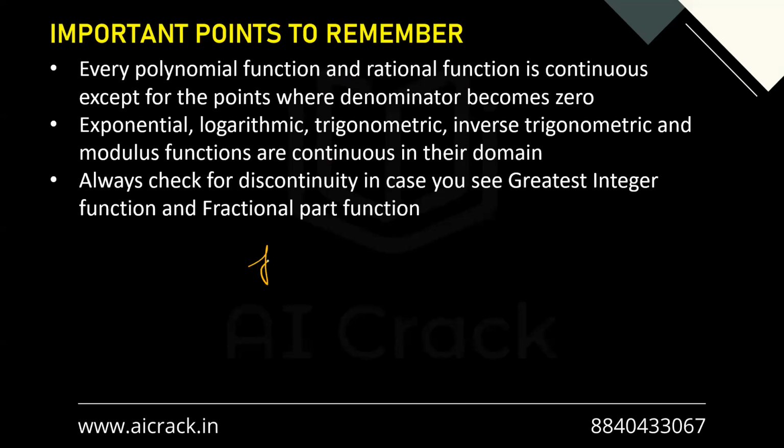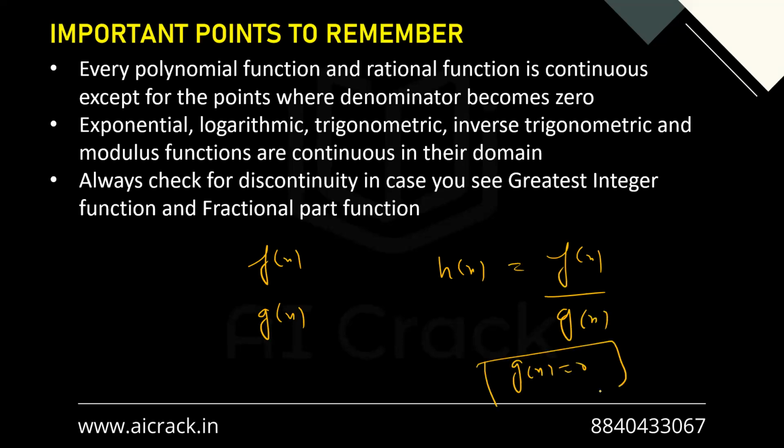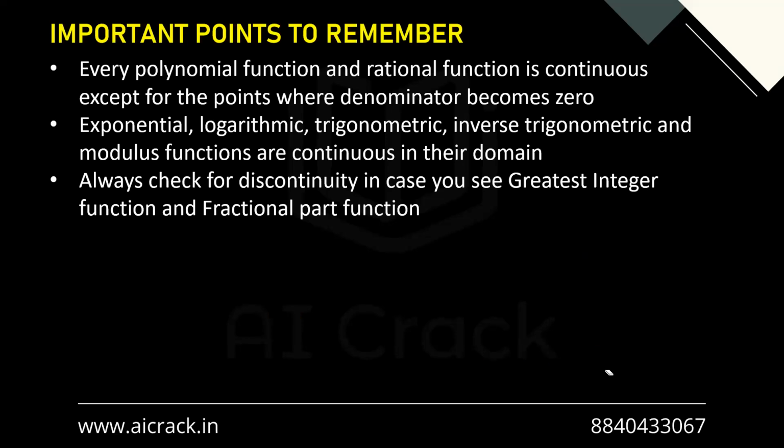Let's say we have two polynomial functions, the first one is f(x), second one is g(x). Now we have created one rational function h(x), that is f(x) by g(x). Now when g(x) equals to 0 function won't be defined, so at those points this entire rational function would be discontinuous because g(x) equals to 0 and function is not defined at those points. At all other points polynomial functions are continuous for all points, and for rational function we have to look at the points where denominator becomes 0. If you exclude those points they are continuous everywhere.